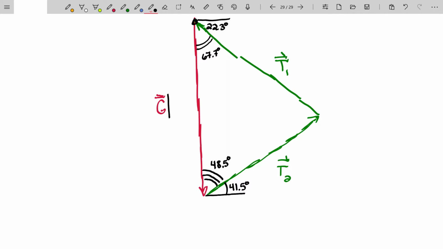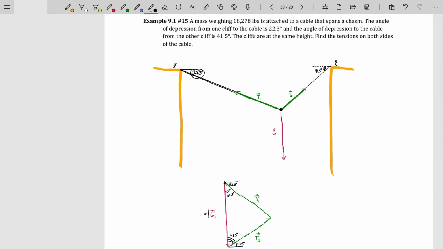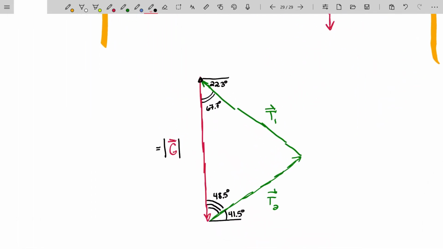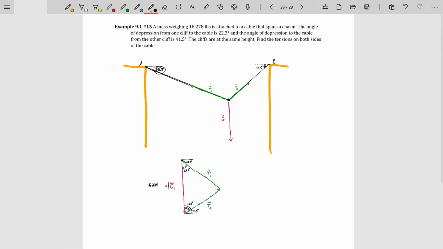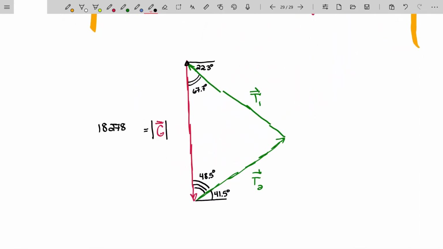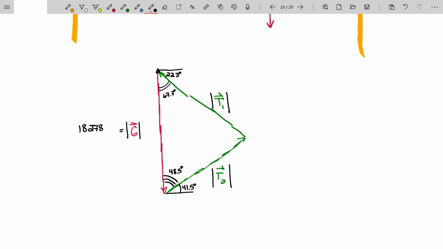All right, what else have we been given? Oh, we've been given the magnitude of the gravity vector. The magnitude of the gravity vector is 18,278. That's in pounds. And the question is, find the tensions on both sides of the cable. In other words, I need to find out what's the magnitude of this tension and what's the magnitude of that tension.